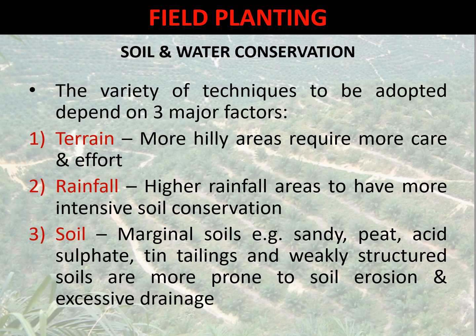For soil and water conservation, the variety of techniques to be adopted depend on three major factors. The first one is terrain. More hilly areas require more care and effort. The second one is rainfall. Higher rainfall areas have more intensive soil conservation. The third one is soil. Marginal soils such as sandy soil, peat soil, acid sulfate soil, and tin-tailing soil, as well as weakly structured soil, are more prone to soil erosion and excessive drainage.